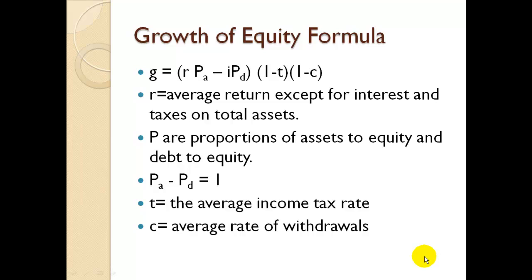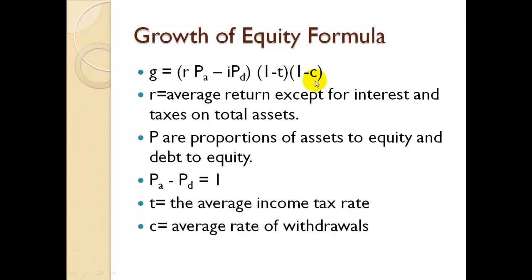The growth of equity formula, G, our rate of growth, is equal to the return on assets times the assets over equity, minus the cost of debt times the debt over equity. And this first part is really our return, the profit that we're making. We multiply that by 1 minus the tax rate to give us an after-tax return. So after we pay the government, what we have left, we then multiply by 1 minus consumption to give us really what is retained in our business.